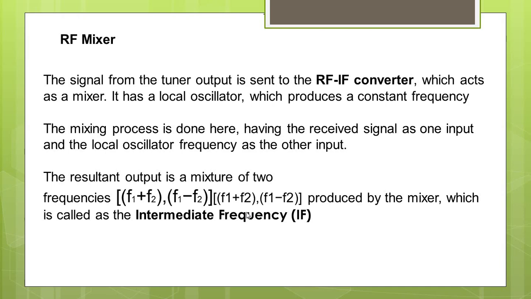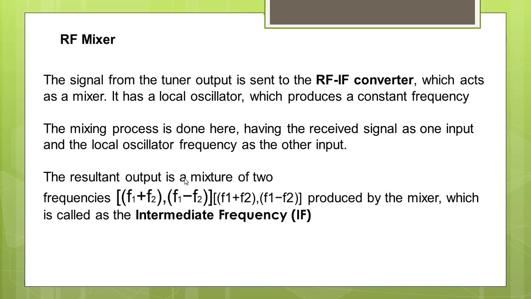Then we have an RF mixer, which is the RF to IF converter. The signal from the RF tuner is given to this RF mixer. It has a local oscillator also. The sum signal is produced in this RF mixer, where the local oscillator frequency signal and the signal from the RF tuner are added in this section.